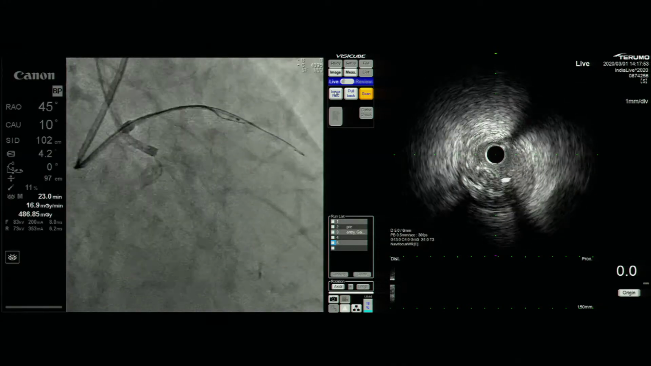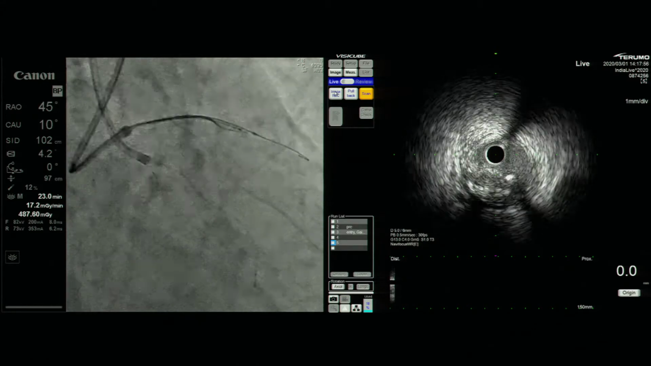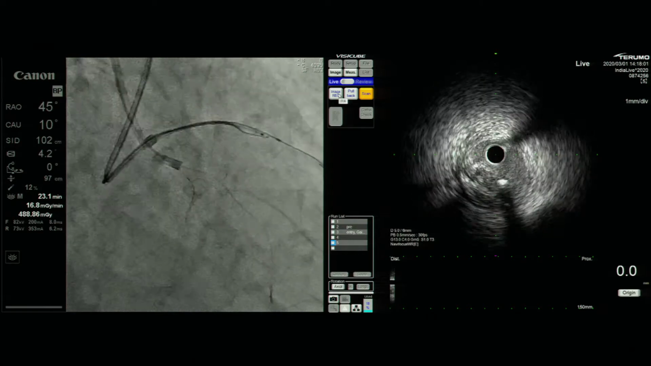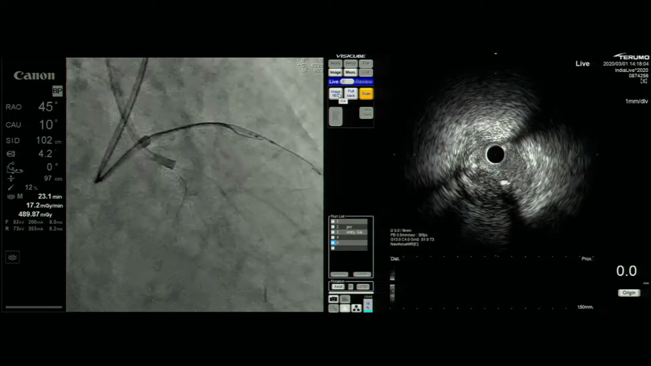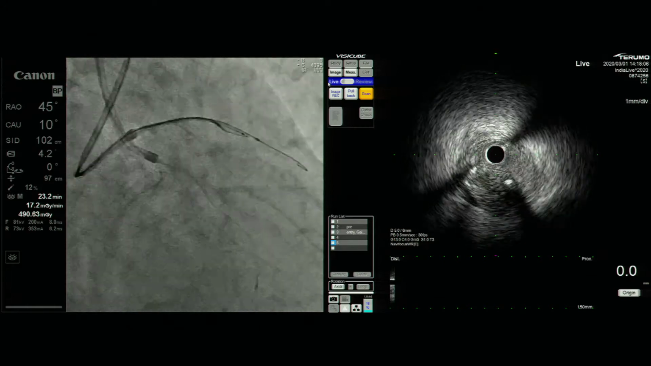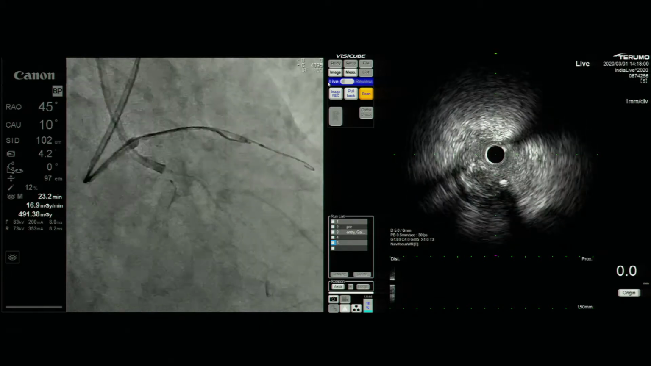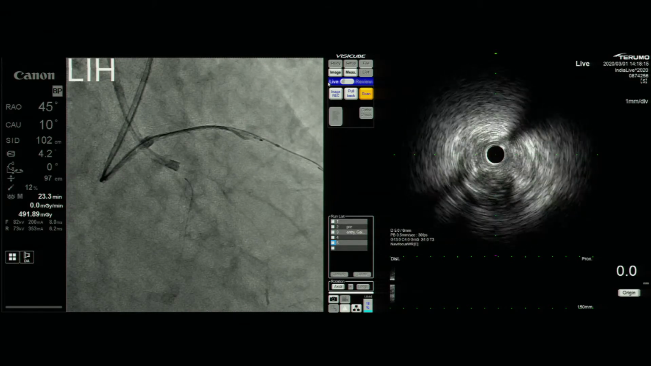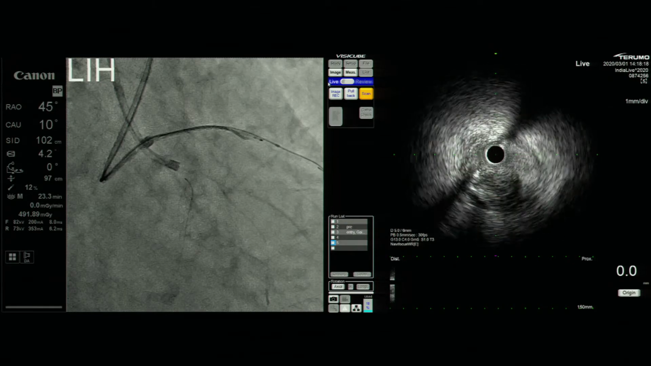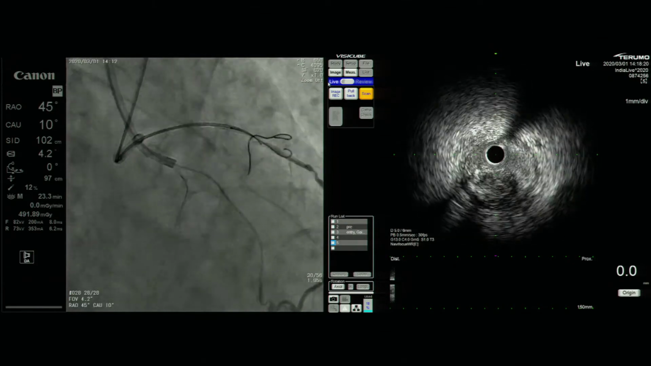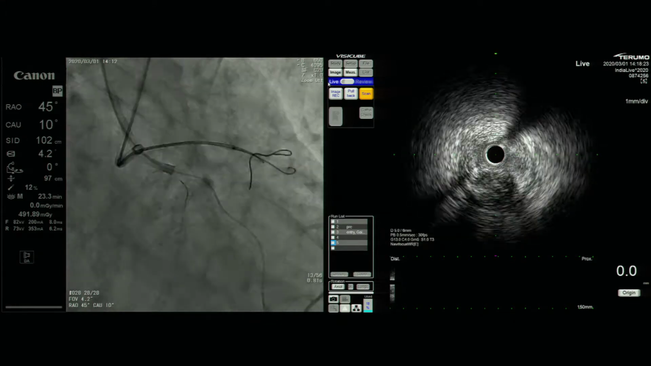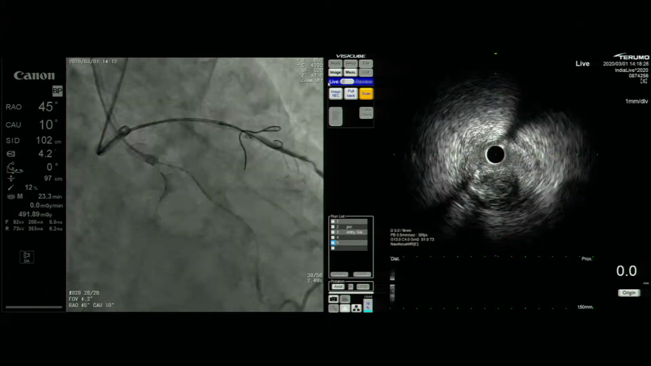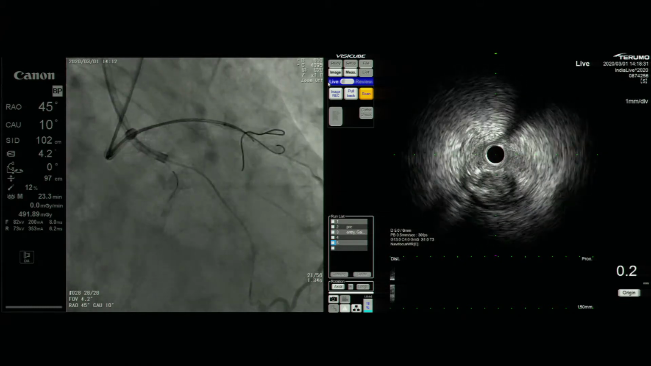Okay, already out. So I will change the wire. This wire is too sharp, so I will advance the Corsair into this plug. So, okay, XTR. I will switch to the XTR. I will show the position of the Corsair.